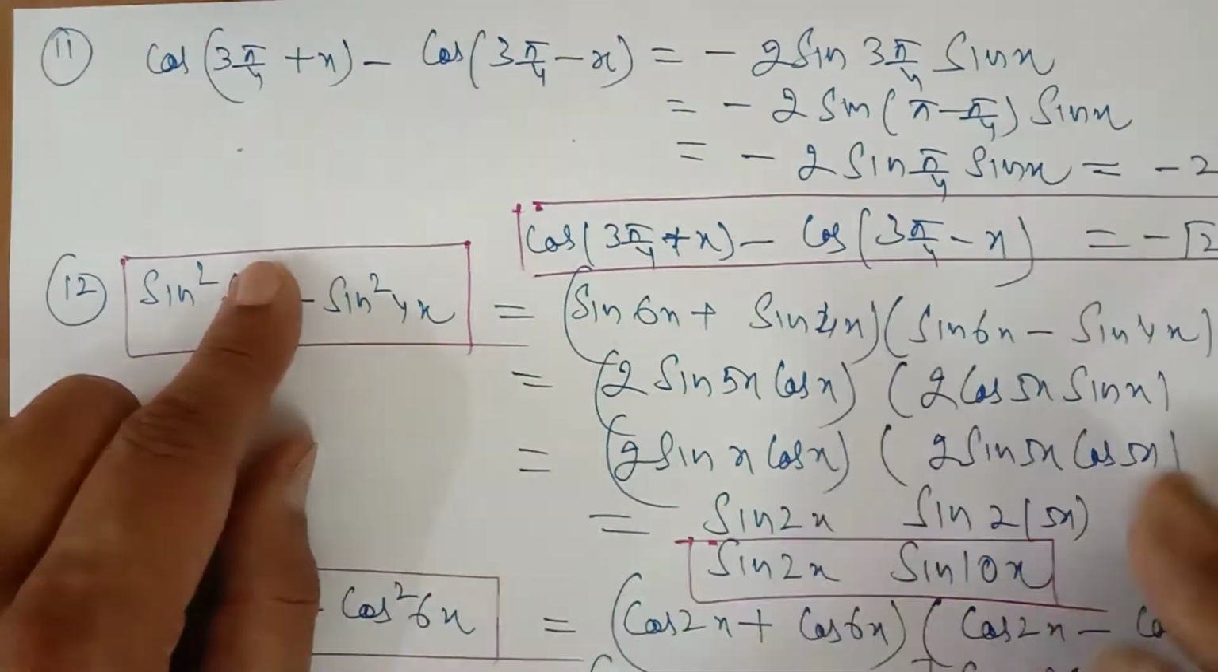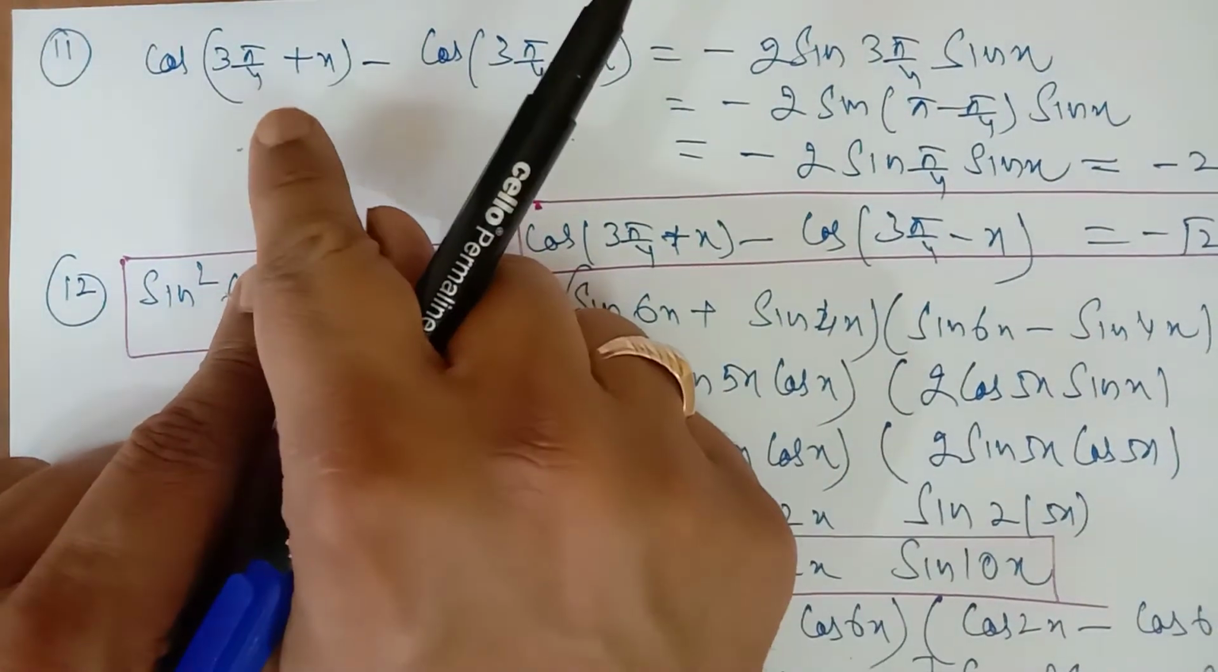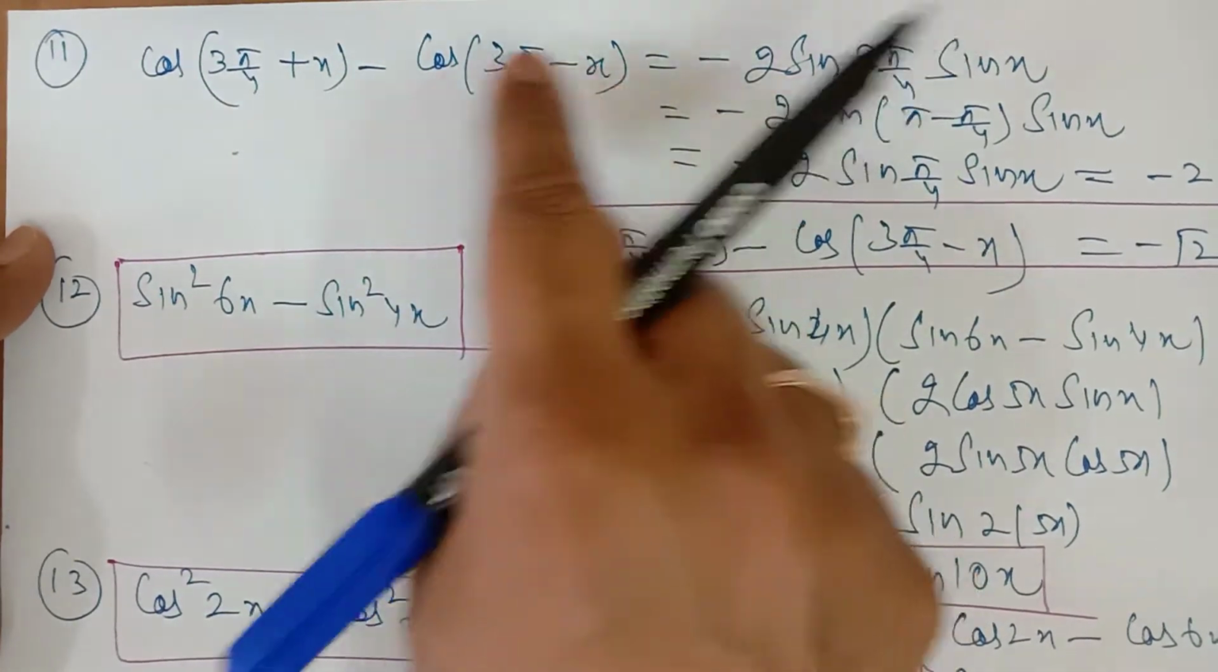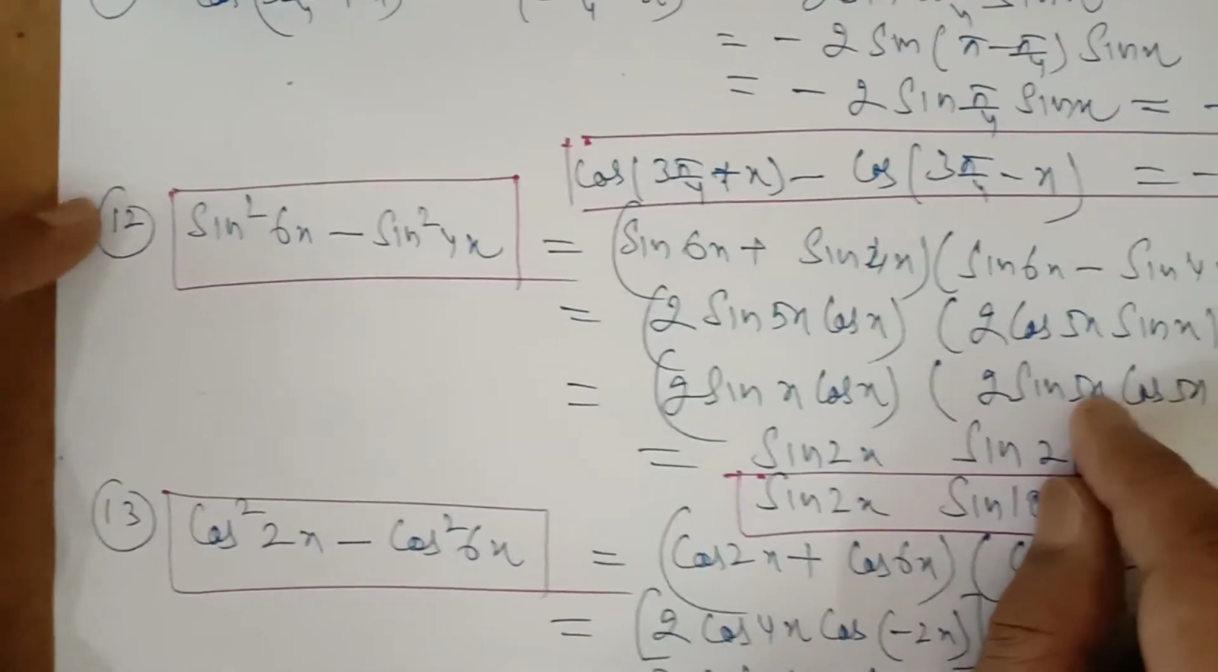Otherwise, you know the formula of cos A minus cos B, you know the formula of cos (A plus B) and cos (A minus B), so expand and put in the values.